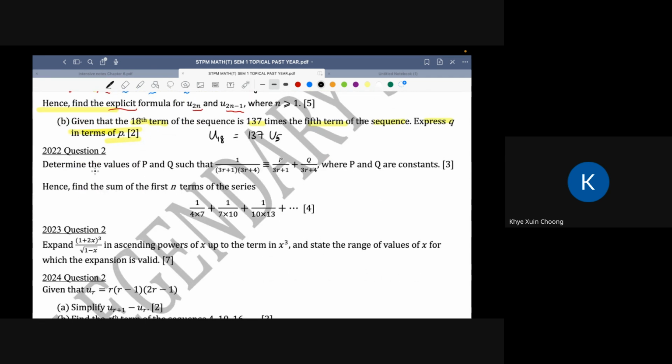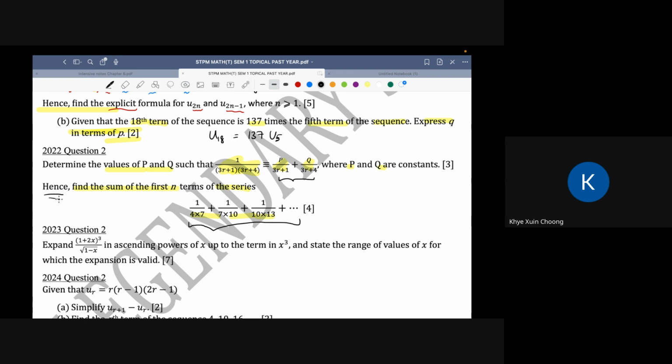So for 2022, determine the values of p and q such that this thing equals this, where p and q are constants. Hence, find the sum of the first n terms of the series. Actually for this, p plus q, one used to express this in partial fractions, right? This one is partial fractions. After you express it in partial fractions, you should notice that the q should be negative. This should be the difference of two terms.